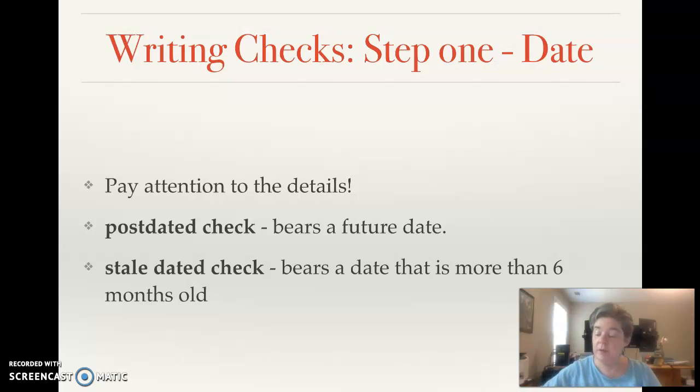The other problem you need to know about is a stale dated check. A stale dated check is a check that bears a date that is more than 6 months old. Once a check is 6 months old, the bank does not have to take it. So if you have written a check out of your account more than 6 months ago, the person cannot go and cash it. You can feel free to write that one off and it's not going out of your account.